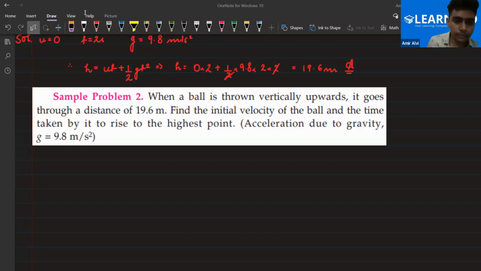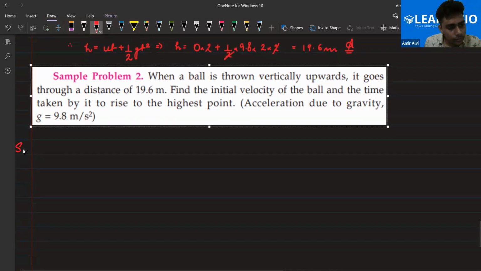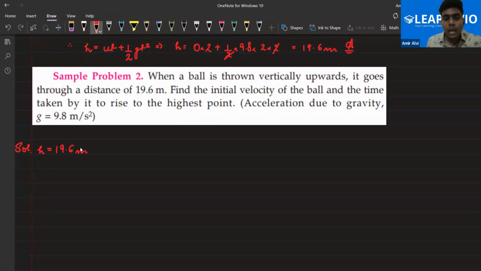Chalo, let's solve it together. It seems like nobody is answering. Let's calculate this. The question says that a ball is thrown vertically upwards through a height of 19.6 meters. Find the initial velocity of the ball and the time taken to rise to the highest point.